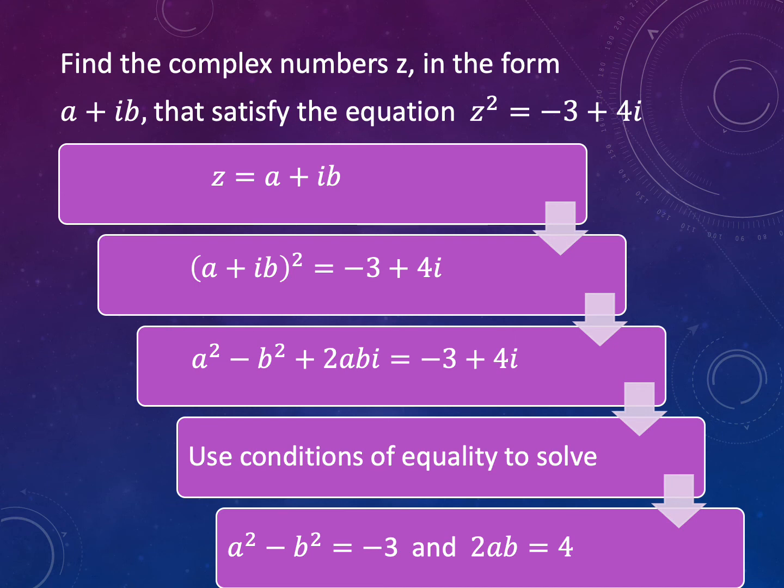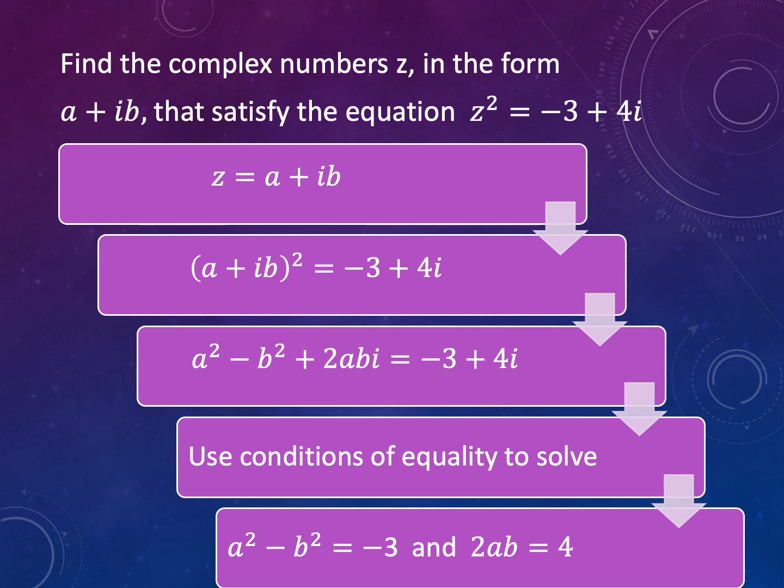Find the complex number z in the form a plus ib that satisfies the equation z squared equal to negative 3 plus 4i. Given that z equal to a plus ib, and we are asked to solve the equation z squared equal to negative 3 plus 4i. So we convert z equal to a plus ib. A plus ib in brackets squared equal to negative 3 plus 4i.